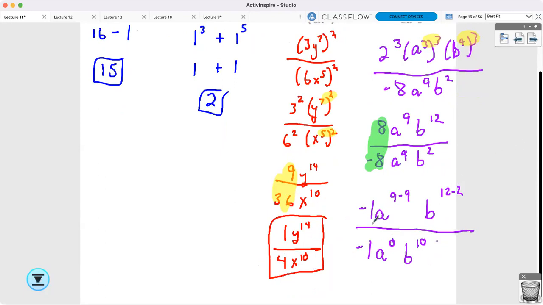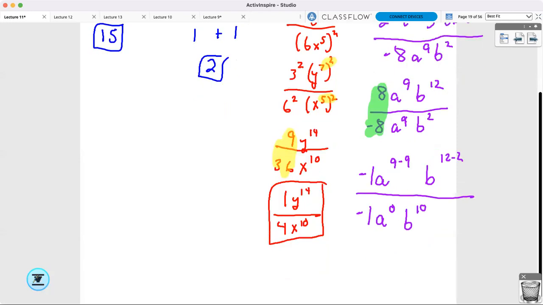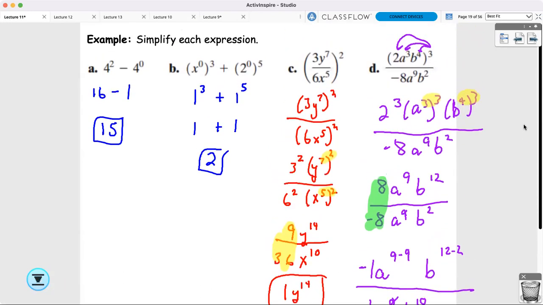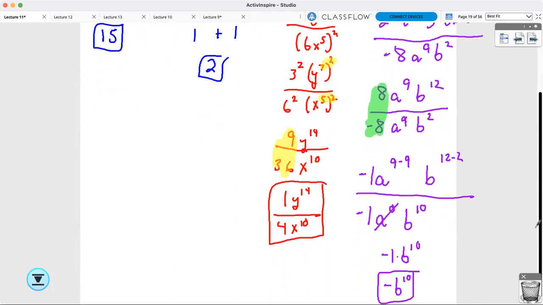Can we simplify anything else further? Don't get tricked. Do we know any other rules that we can apply here? The 0 exponent. Yeah, a to the 0 is just 1. So then we have -1 times b to the 10th, which is just negative b to the 10th, and we are done. Look how we started with such an intense problem and all those letters and numbers and just got down to negative b to the 10th. That is the beauty of these laws of exponents.